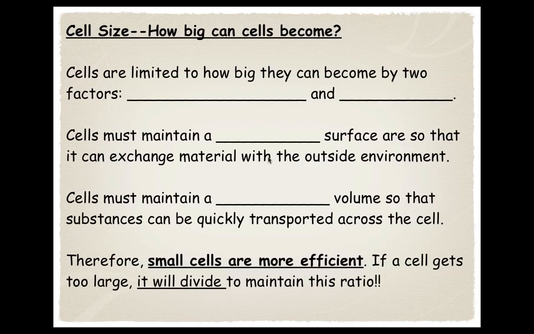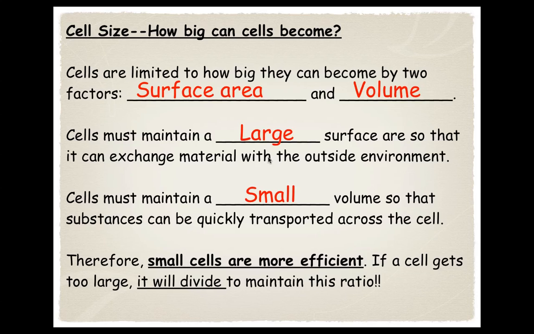All right, so cell size. Cells are limited to how big they can become by 2 factors, surface area and volume. Cells have to maintain a large surface area because they exchange stuff with the outside environment. Oxygen comes in, carbon dioxide goes out all the time. So if you have a large surface area, that means more opportunities for things to get in and out of your cell. They have to maintain a small volume because if it's too big, stuff can't get across the cell very easily.